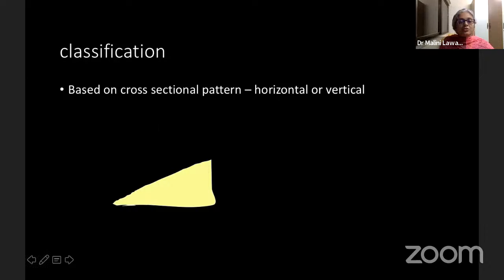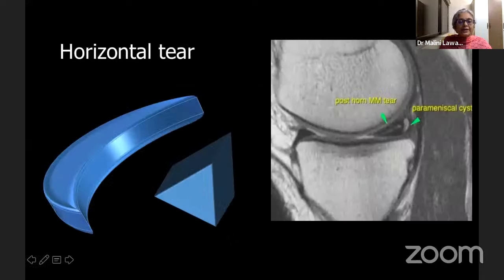Yes. So if we look at the cross section of the meniscus, you may have a tear which splits the meniscus into a superior and an inferior portion. That is a horizontal tear. Or it may split the meniscus vertically, which could be a vertical tear. Let's look at how we identify these.